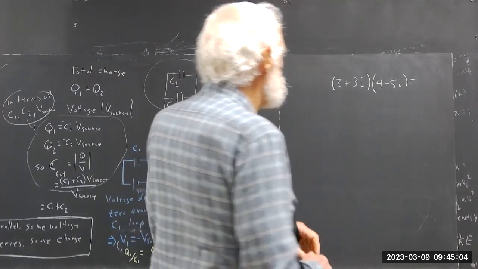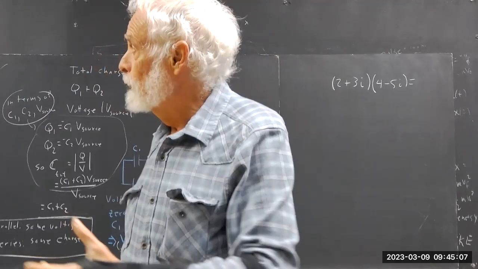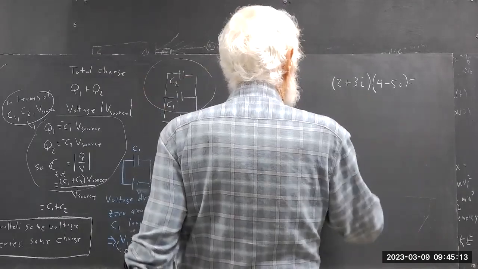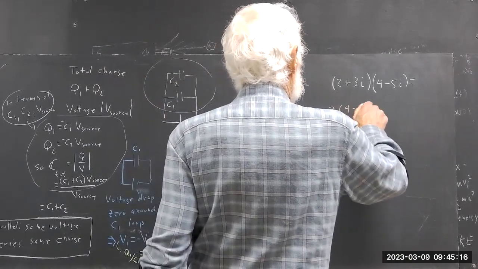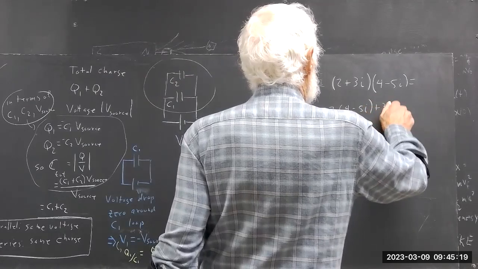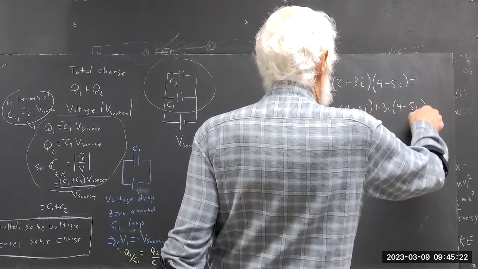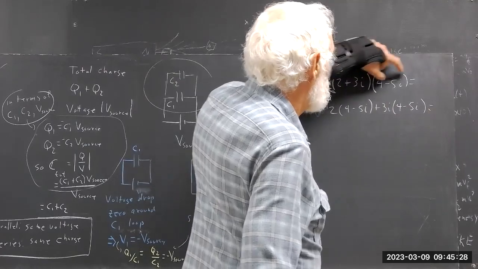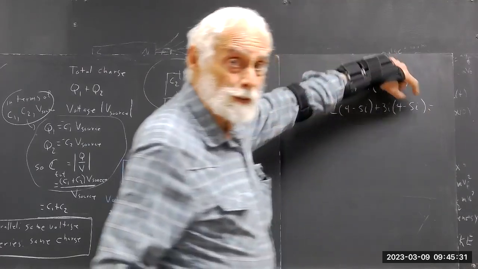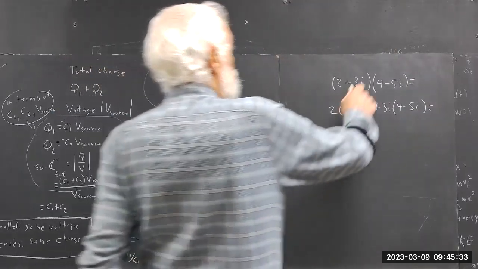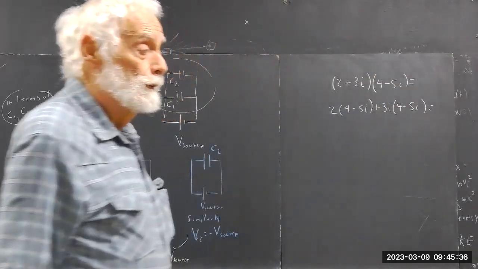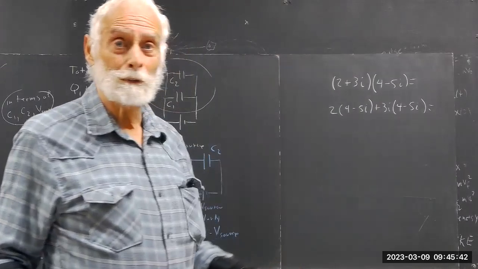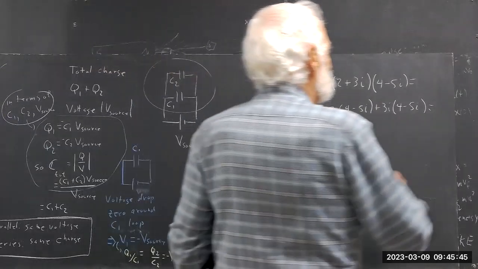Okay, so the task is we want to multiply this using the distributive law. Well, the distributive law tells me that this is equal to 2 times (4 minus 5i) plus 3i times (4 minus 5i). This times this means this times this plus this times this. That's the distributive law. The distributive law isn't a bunch of loops. If you use the loops right, though, you can get away with it. If you insist on getting away with it, you're taking your own risk. Okay, so here we got it.